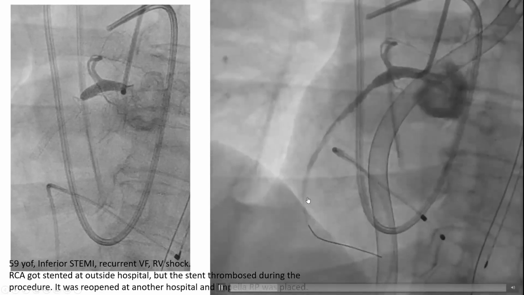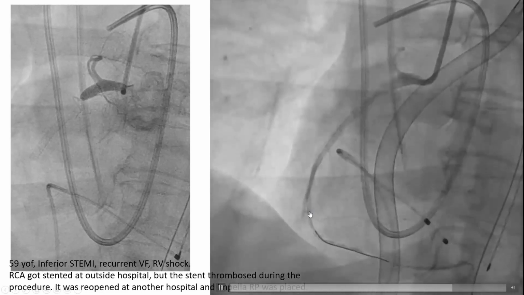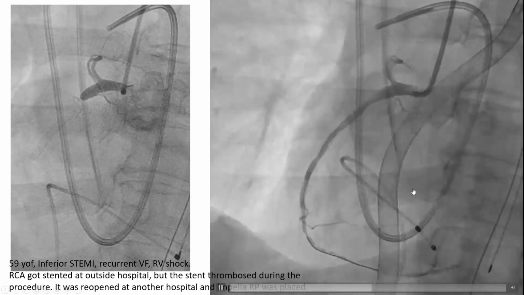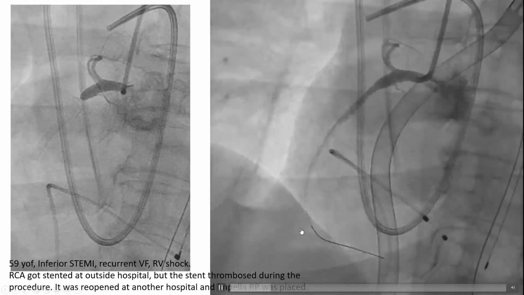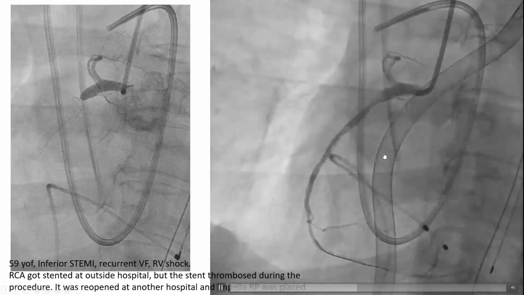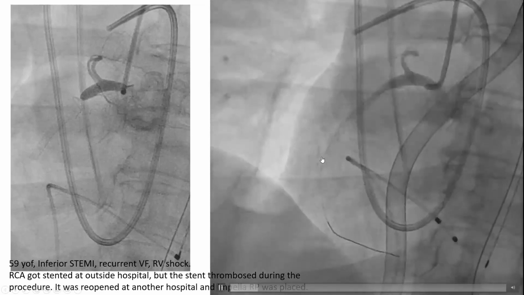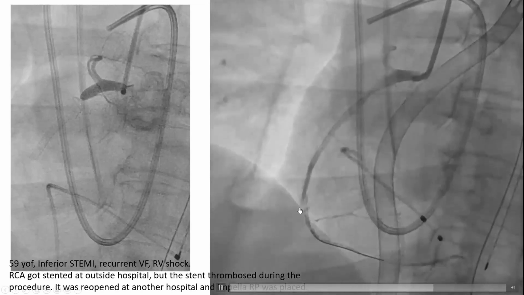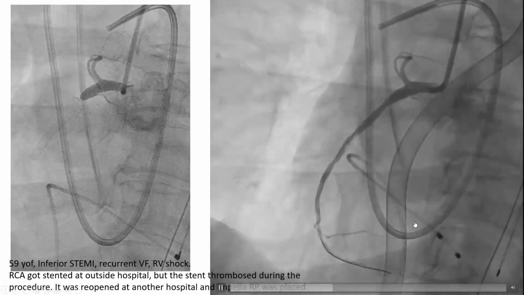And actually the late filling shows you. This was probably missed, but you see late filling here? This is where the true RCA lies. Look again at this point. You see that? So the reason that stent thrombosed is poor runoff. They open that RCA into one acute marginal. They did not open it into the much larger, probably distal territory.